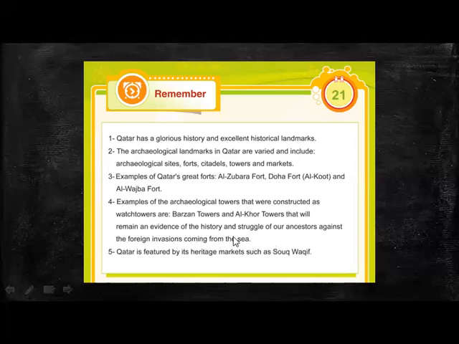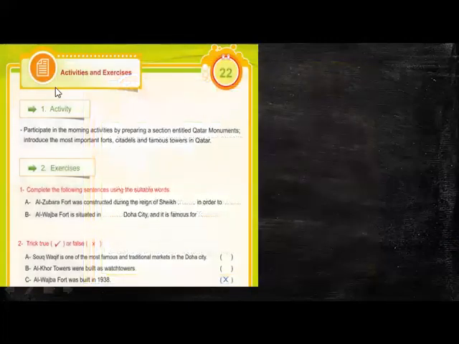So here's the significance. Remember the significance, it's very important. Qatar is featured by its heritage markets such as Souk Waqif. So that's all that we covered in lesson 2. All right, so we're going to use this information to solve this exercise at the end of lesson 2.